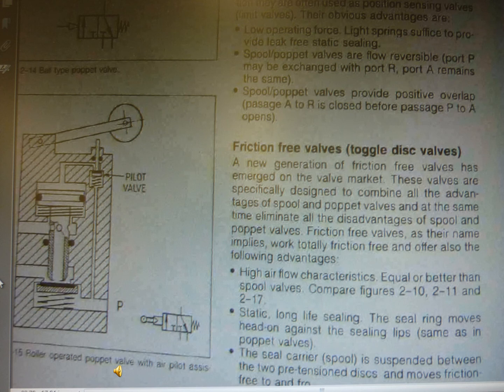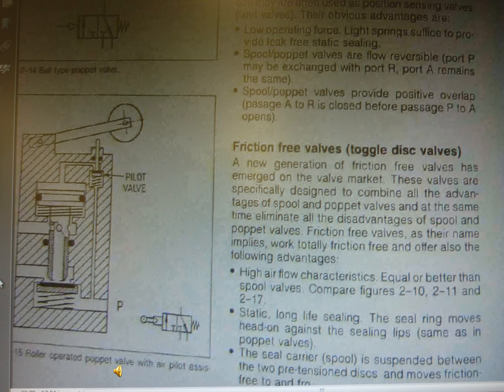The next one is the friction-free valves, or the docket ditch valves. A new generation of friction-free valves has emerged on the valve market. These valves are specially designed to combine all the advantages of the spool and the poppet valves, and at the same time eliminate all the disadvantages of the spool and the poppet valves. Friction-free valves, as their name implies, work totally friction-free and also offer flowing advantages. High airflow characteristics equal to or better than the spool valves.